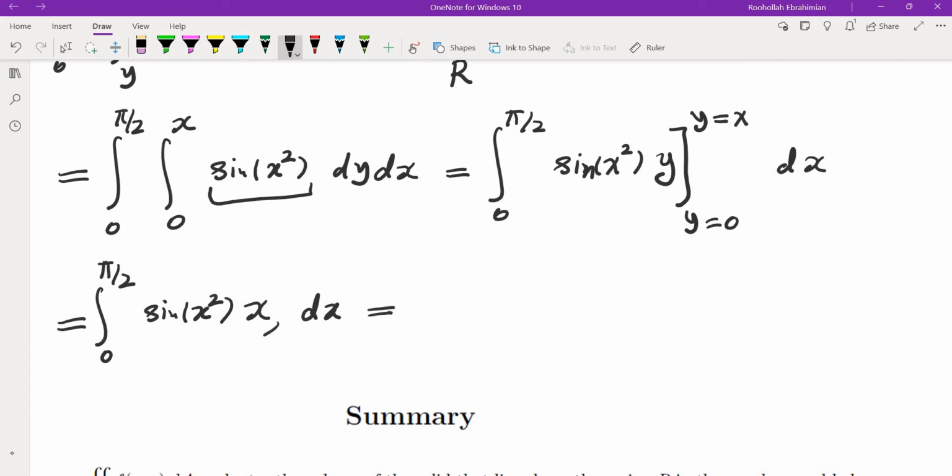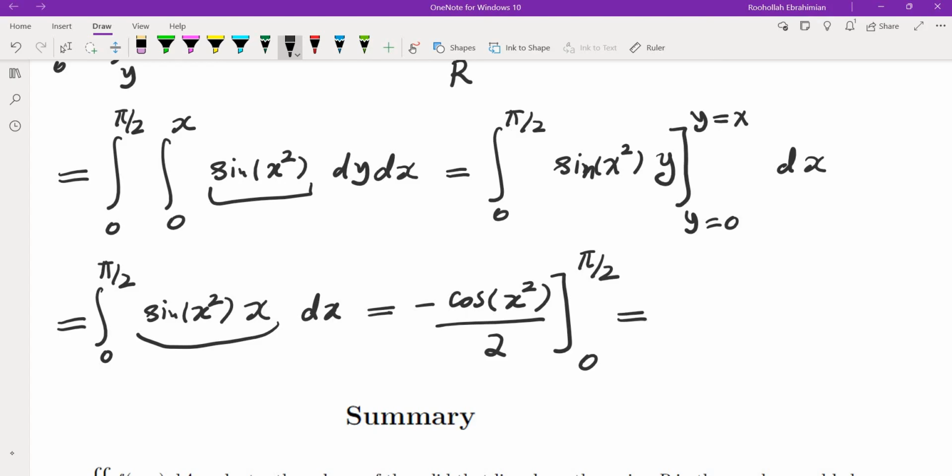Now this is a simple chain rule. If you look at negative cosine of x squared, the derivative of negative cosine of x squared is sine of x squared, because the derivative of cosine is negative sine. But then we have to multiply by 2x. But there is no 2 here, so we'll have to divide that by 2. And then we have to evaluate this from 0 to pi over 2.